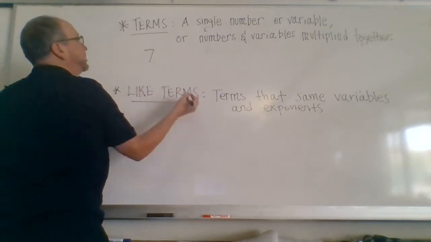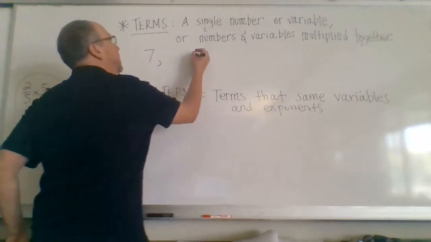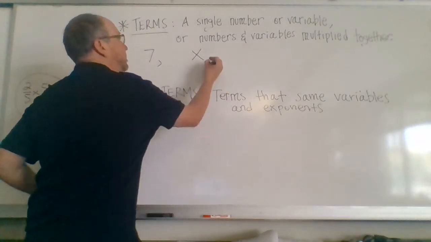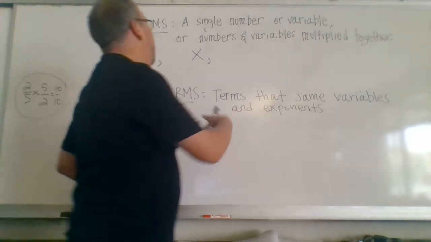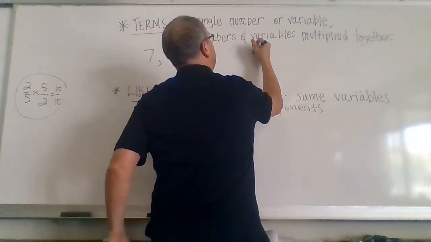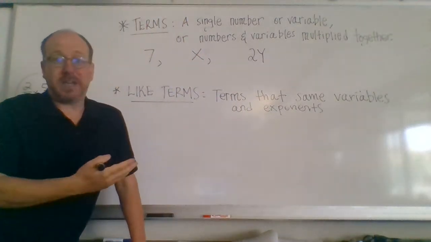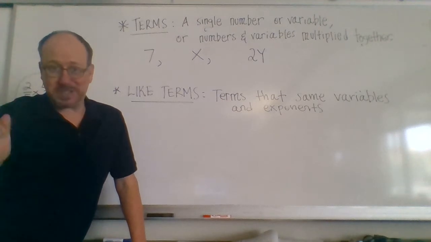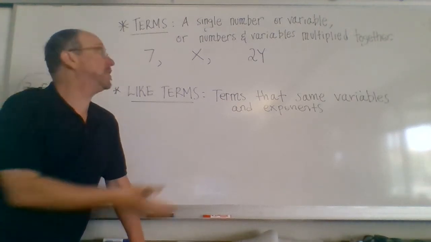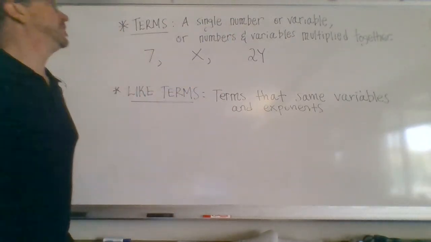So 7 is a term. It's a single number. X is a term. It's a single variable. 2y is a term. It's a number and a variable multiplied together, not with the x multiplication symbol. We're moving away from that in algebra, but 2 next to y, that is 2 times y, that is a term.